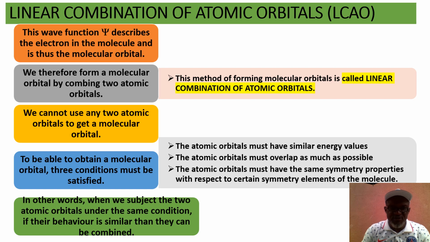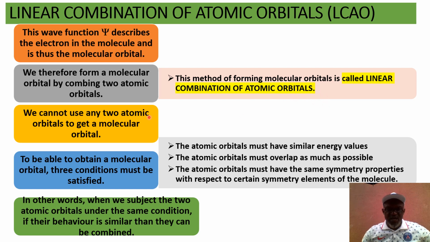Linear combination of atomic orbitals. What this means is simply the combination of atomic orbitals by simultaneous addition and subtraction. We are going to see the formation of these bonds. This wave function describes the electron in the molecule and its molecular orbital. We therefore form a molecular orbital by combining two atomic orbitals. Remember, the molecular orbital we're talking about, from atom A of hydrogen and atom B of hydrogen, will give us a molecule of hydrogen ion. This method of forming molecular orbitals is called linear combination of atomic orbitals.